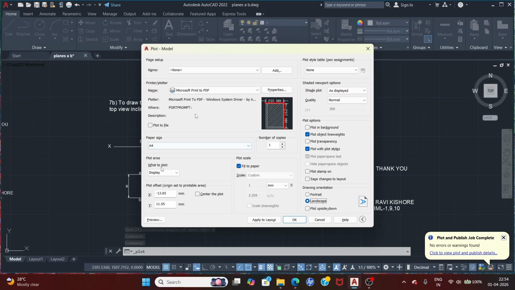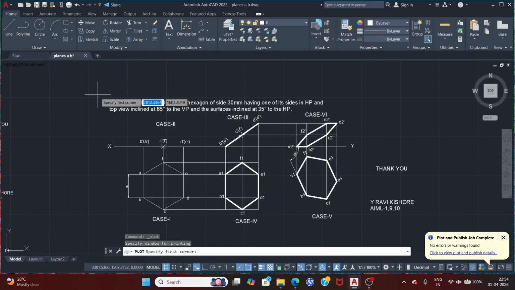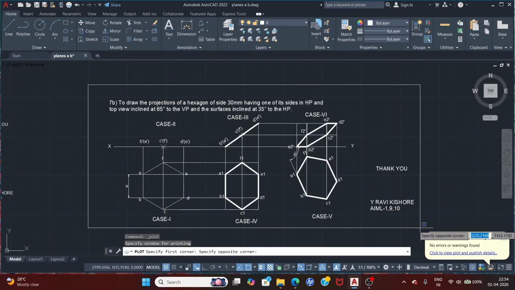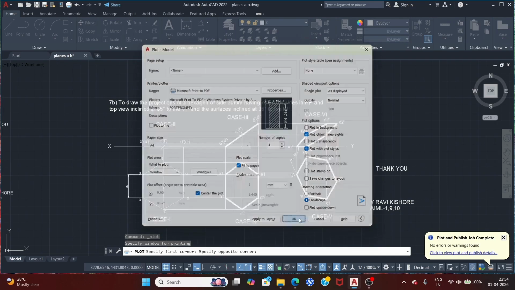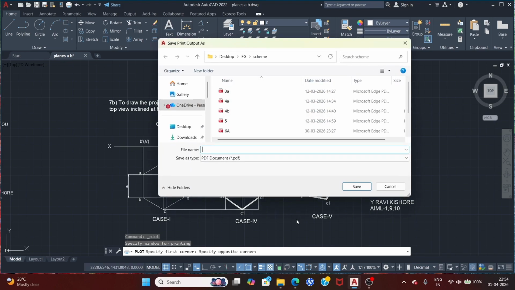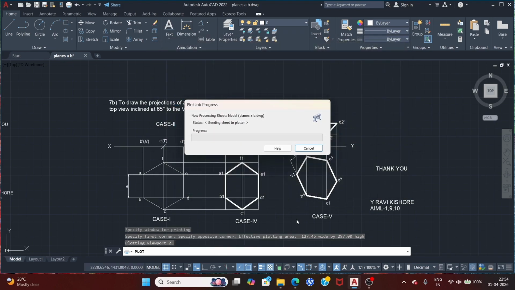So in this drawing, don't forget to mention two angles and one side distance for the drawing. Okay. And also indicate the different cases, six cases. Okay.